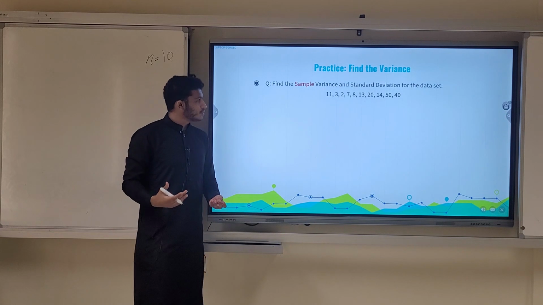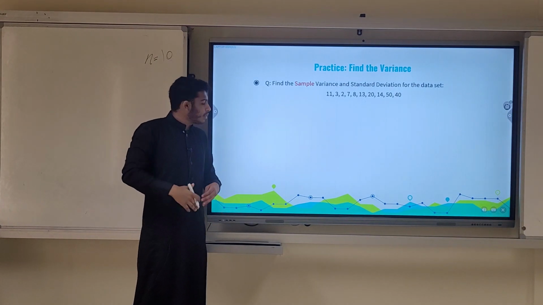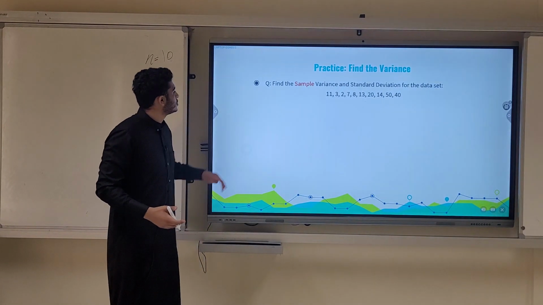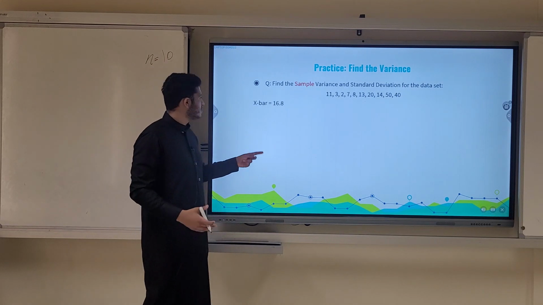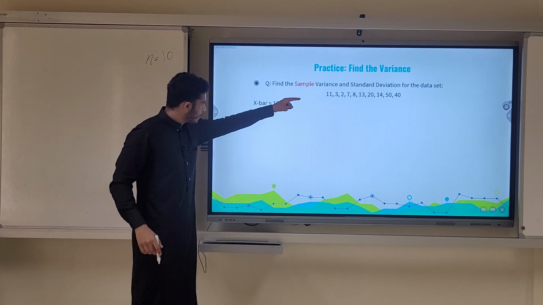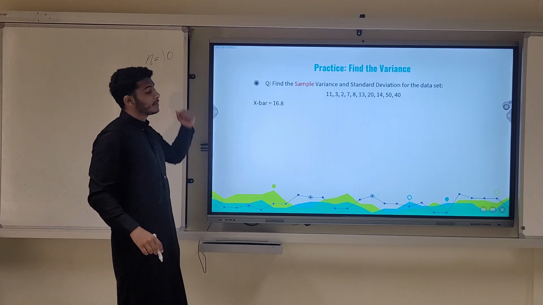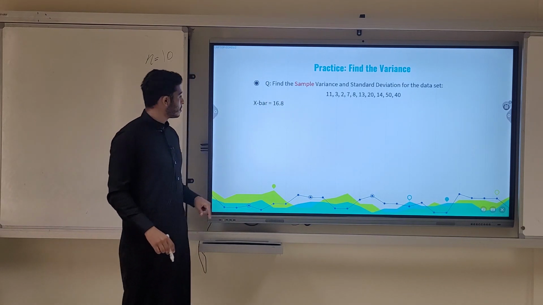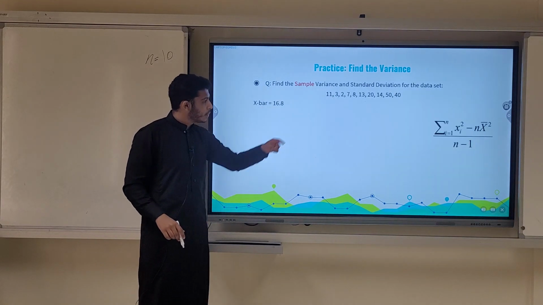And also we are assuming that we have already found x bar, or x bar is easy to find. We don't need to do the calculations here for it. So the x bar, if you sum all the values here and divide them by the sample size 10, you're going to get this number, hopefully. Now we have this formula.